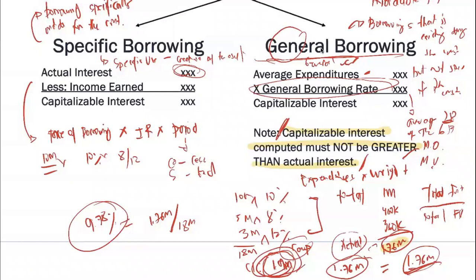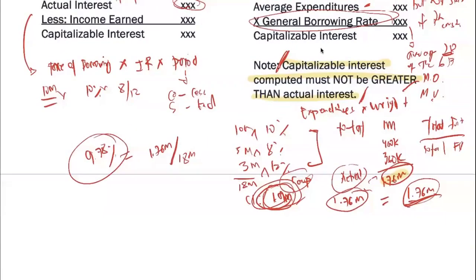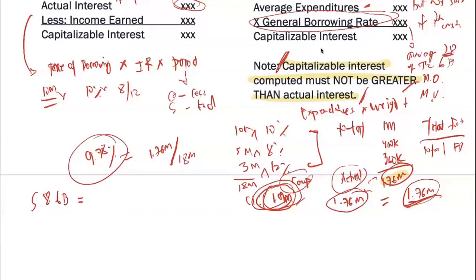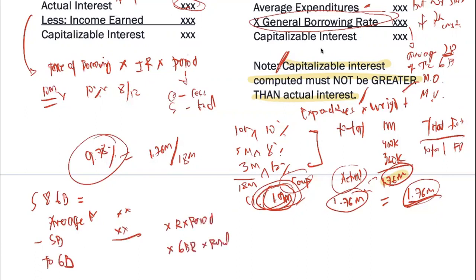Now, maybe at the back of your mind you're asking, sir, is there a chance that we have both a specific and general borrowing? What is the treatment? First, you get your average expenditures less specific borrowing, whatever is left goes to general borrowing. For specific borrowing, you multiply it again by your rate and by your period. For general borrowing, you multiply it by your general borrowing rate and by your period. So if there is a combination of specific and general borrowing, you get the average expenditures, and then you apply first to specific borrowing, and the remainder to general borrowing. That's how you apply it in case of a combination of specific and general borrowing.